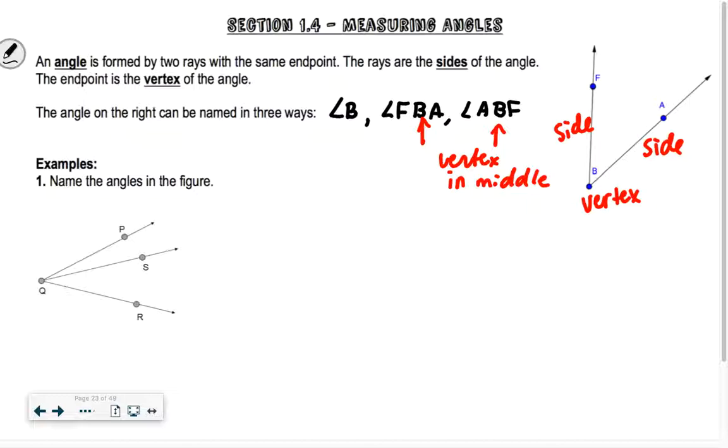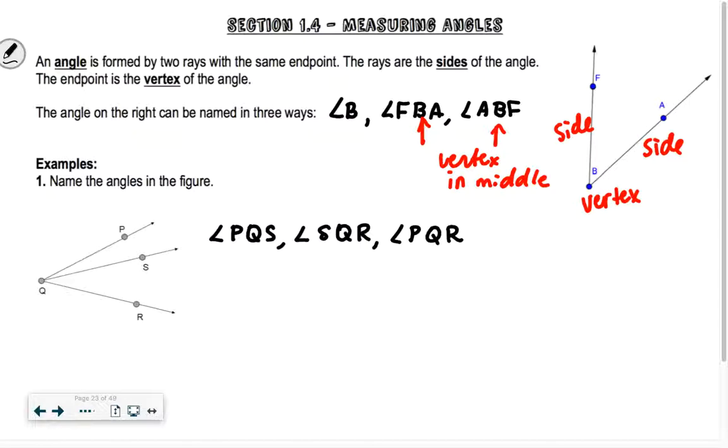All right, so it says name the angles in the figure. So I could say I have angle PQS, I have angle SQR, and the big angle would be angle PQR. Okay? But these aren't the only ways of naming these angles. So if I have PQS, the small angle, what's another way of naming the small angle?